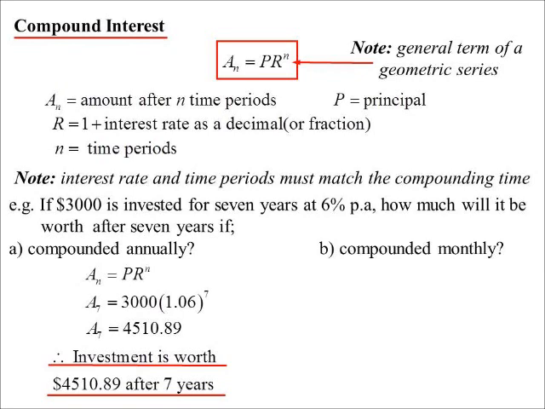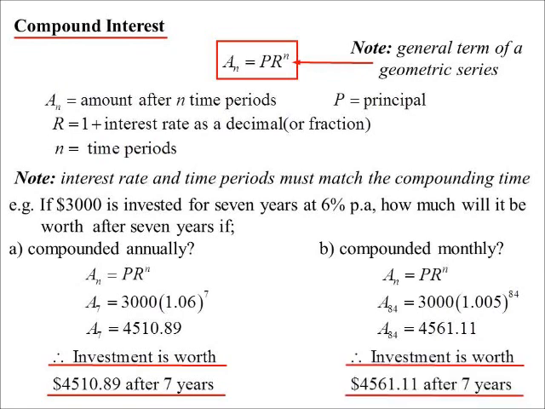Now, if we compound monthly instead of annually, my interest rate's going to change. Instead of 6% per annum, it's now 0.5% per month, or 0.005. Instead of 7 time periods, because it's 7 years, we'll have 84 time periods, 84 months, and this time it compounds to, well, slightly more. What's that? About another $50 there. 4,561.11. If you ever get a choice, by the way, on the compounding, always go for the smaller time period, because the more frequently they apply the interest rate, the more money you're going to get.